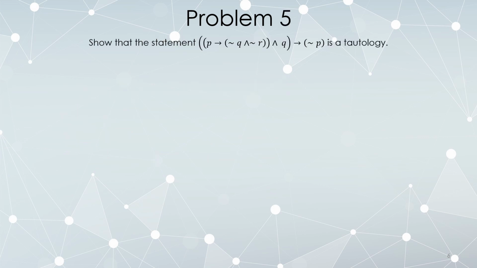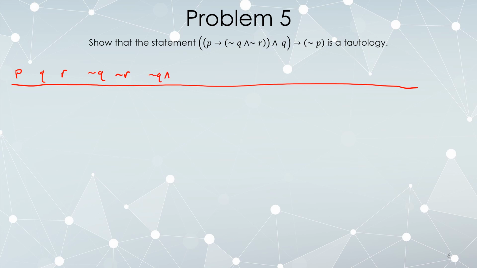All right, next up, we want to show that a statement is a tautology. So we're going to construct a truth table and see that it is always true. So we need a P, we need a Q, we need an R, we need a not Q, we need a not R, then we can make this not Q and not R. Then we can make the conditional statement, P implies not Q and not R.